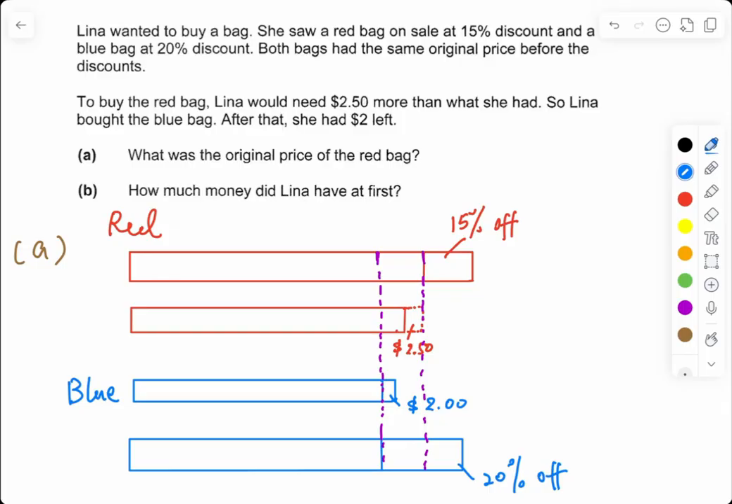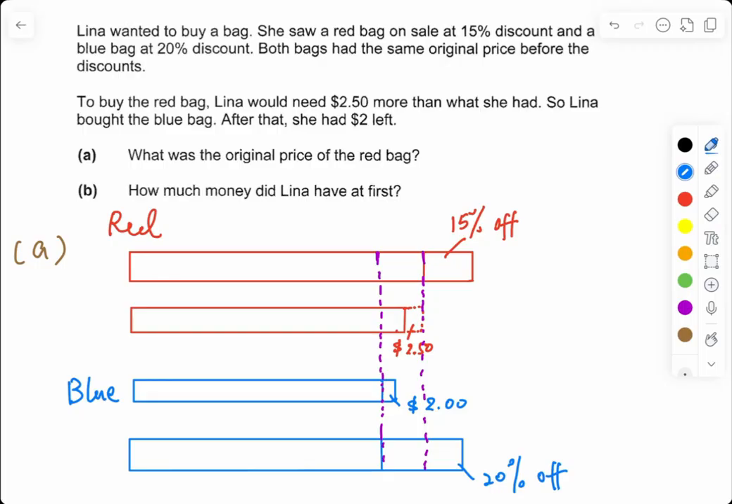Part A, what was the original price of the red bag? Part B, how much money did Linda have at first? Okay, to solve part A, we need to draw several rectangles to represent the original price of the bags and the money that Linda paid.